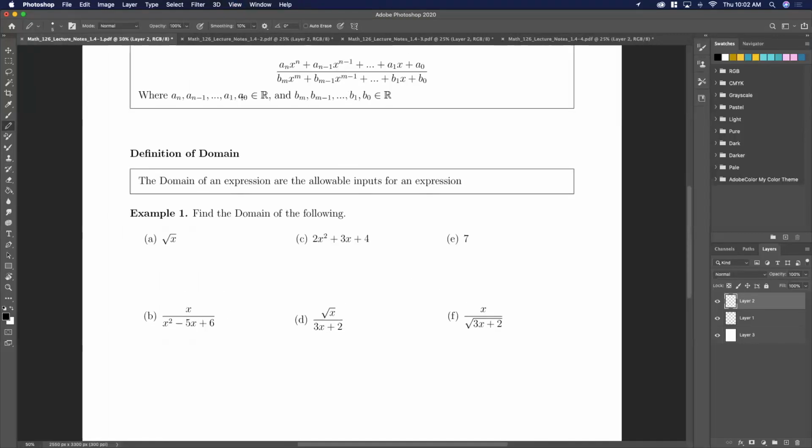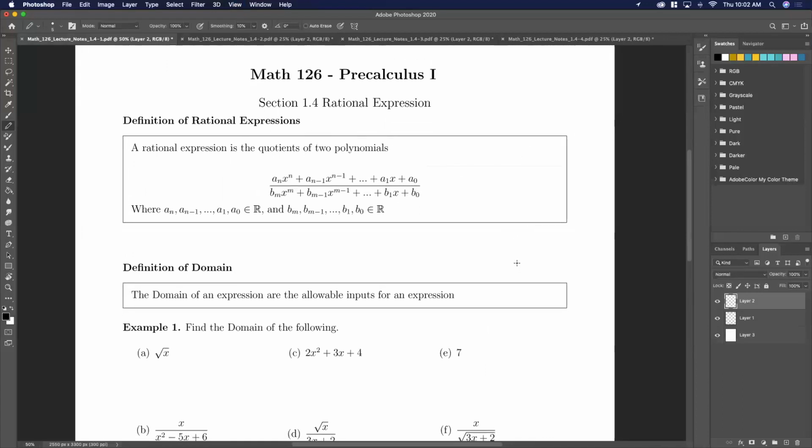All right, so we're going to start talking about rational functions, and we'll talk about graphing rational functions. A rational function is nothing more than a polynomial over a polynomial. Here we're going to strictly talk about domain.